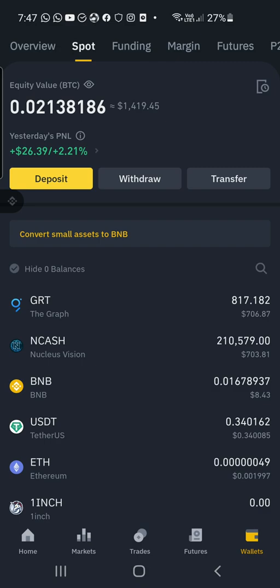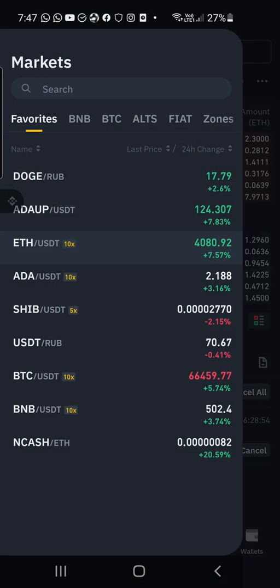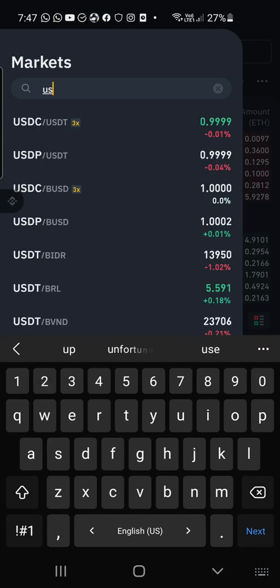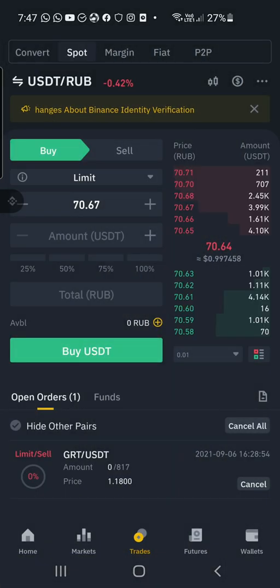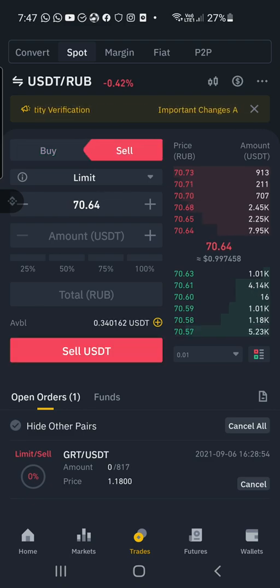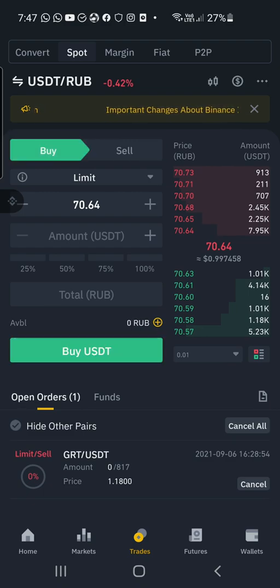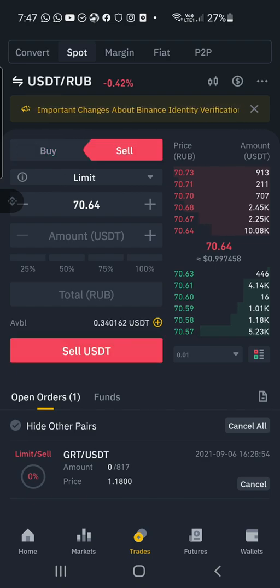So how to switch that? The easiest way is to switch it to USDT. So I want USDT against the rubles. I want to buy. So here you have buy and sell. These always refer to the first coin in the pair. So this is our pair, which is USDT/rubles. Now the first coin is USDT. So the buy and sell refer to USDT. Do you want to buy USDT or do you want to sell USDT?